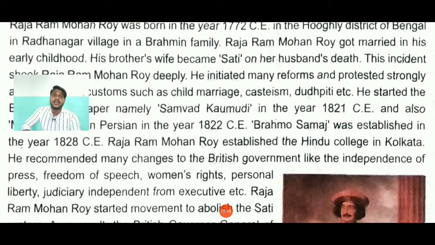That is, in the year 1828, he established some different institutions. And what was that? Raja Ram Mohan Roy established a new institution, the Hindu College in Kolkata. He also recommended many changes to the British. The British government was also aware of his legacy, thinking about a person who was thinking about the independence of society. Therefore, the British government, like the Indian independence press, also helped.